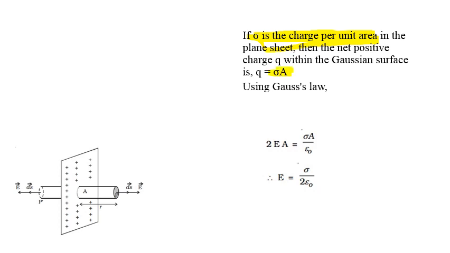Using Gauss law, the flux we just calculated, 2EA, should be equal to sigma A over epsilon 0. From this you can calculate E. So if the charge is distributed on a sheet, then E is sigma over 2 epsilon 0, where sigma is the charge per unit area. So you have seen that it is a very simple method to calculate the electric field. Gauss law provides us a very simple way to calculate electric field.